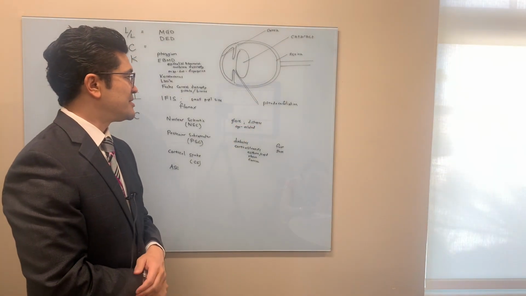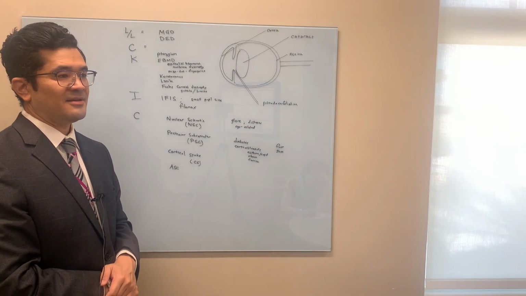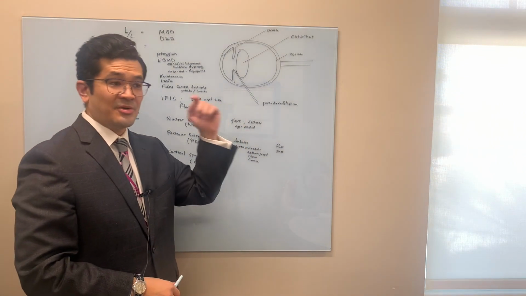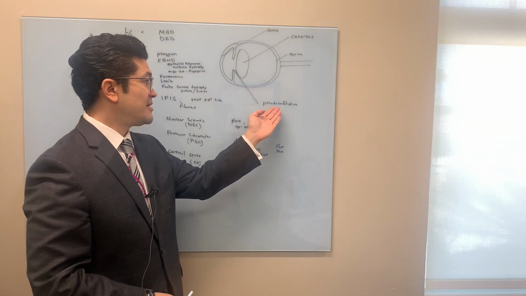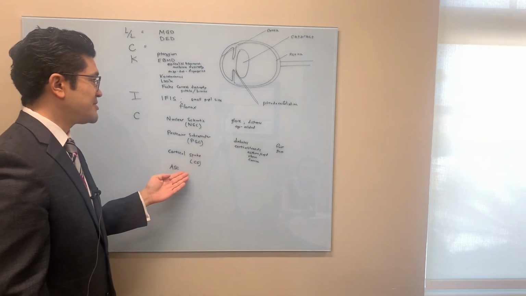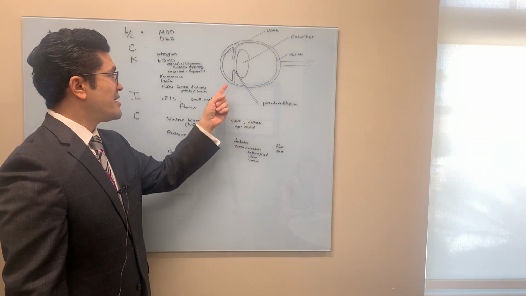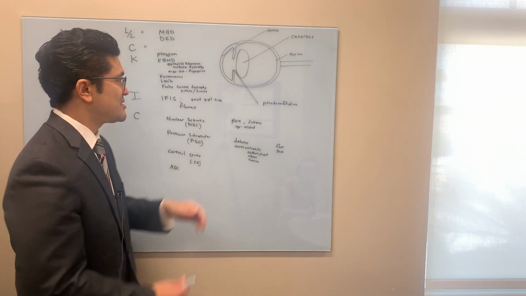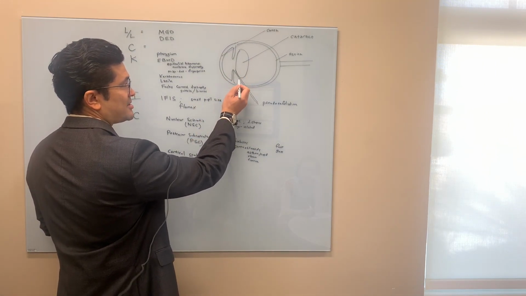Why is that important? It's not visually important. People that have pseudoexfoliation have no visual symptoms, but it's important for cataract surgery because, number one, they often have loose zonules. Remember, the zonules are what support the cataract.